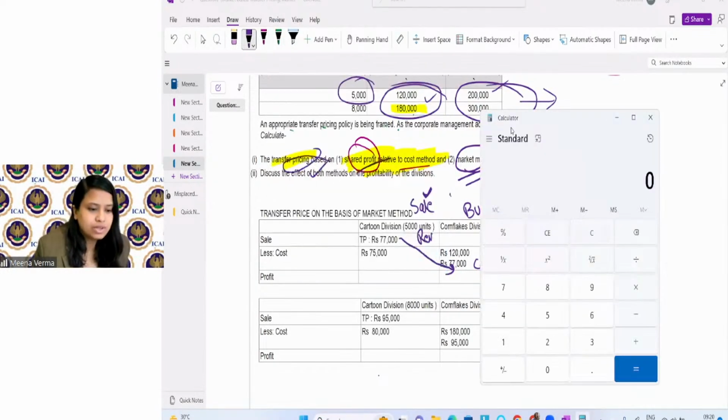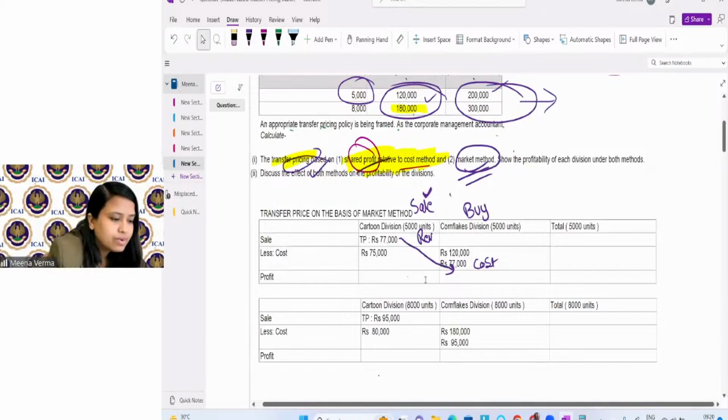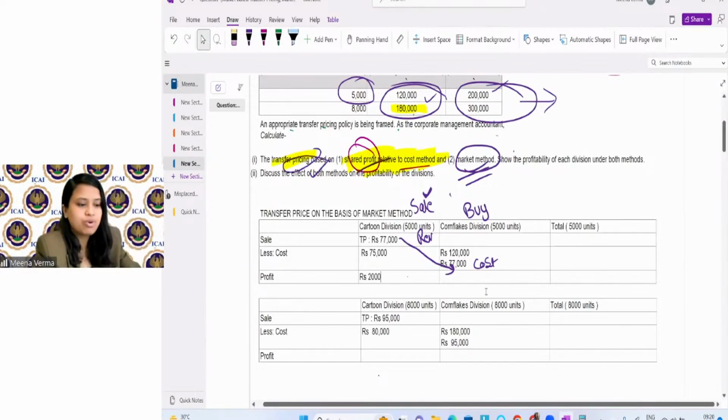So let's do the calculation. 77,000 minus 75,000 is what? I know, 2,000. 2,000 is the profit, right? Okay. Here, what will happen?